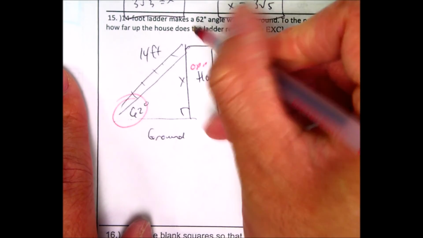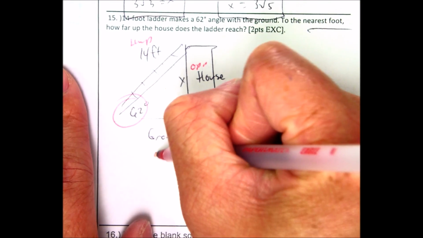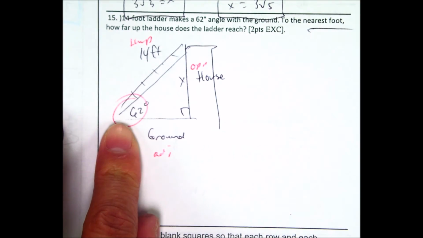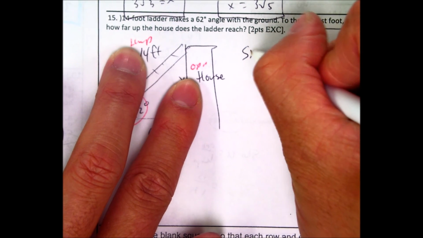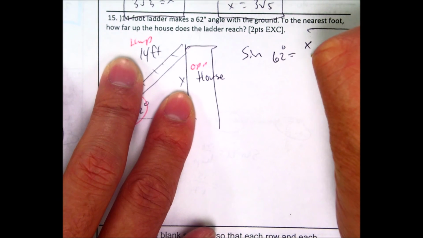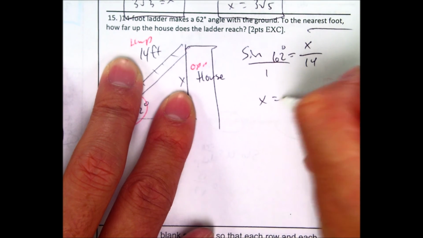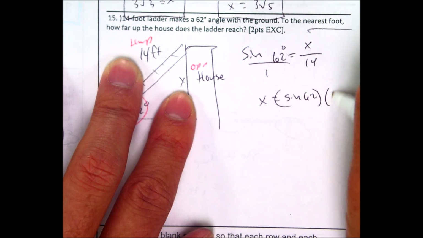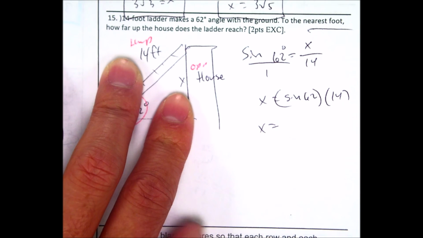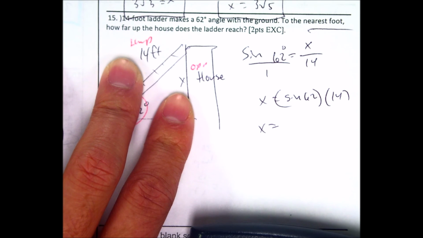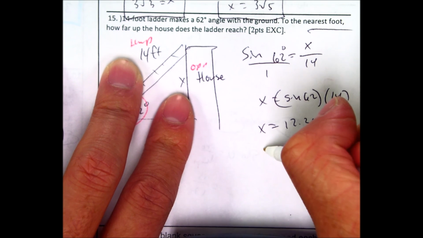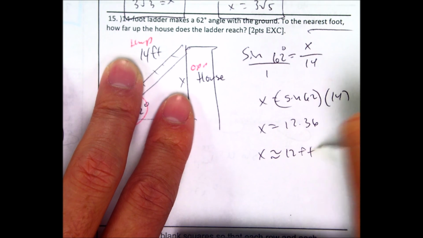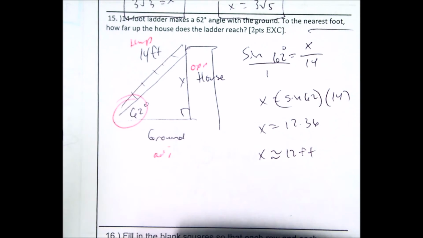Just start here. This is my opposite, hypotenuse, adjacent, and I have 62 degrees. I have opposite and hypotenuse, so that would be sine. And I'll have x over 14, cross multiply. So I have 14 times sine of 62. And I get 12.36, nearest foot, so x is approximately 12 feet. That makes sense because it's less than 14, because 14 is the longest.